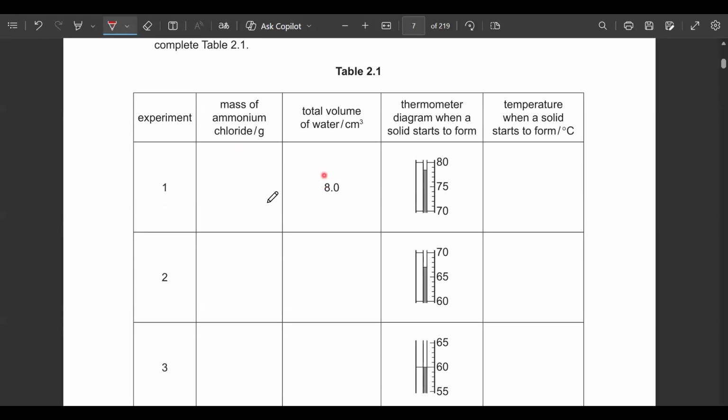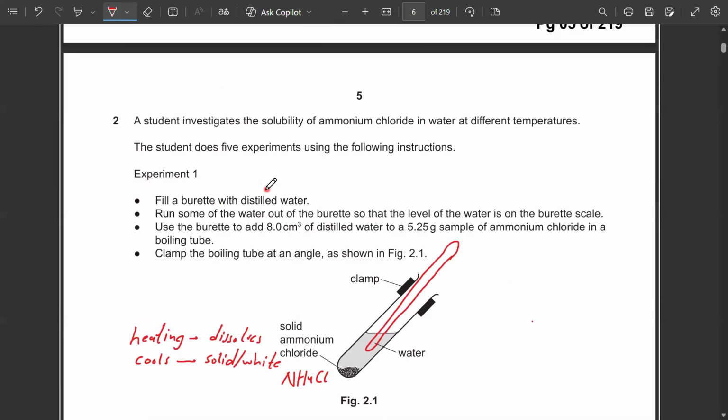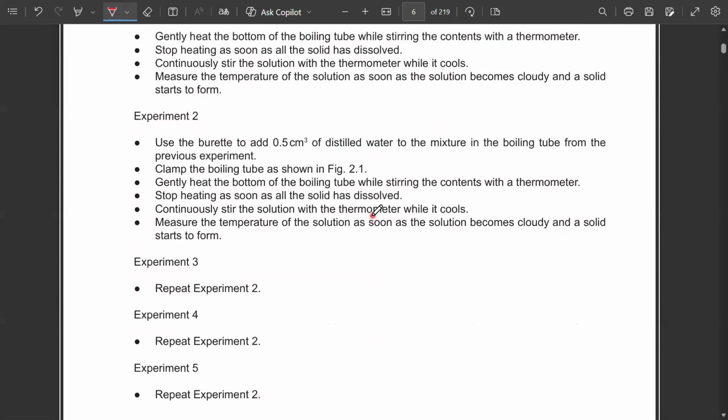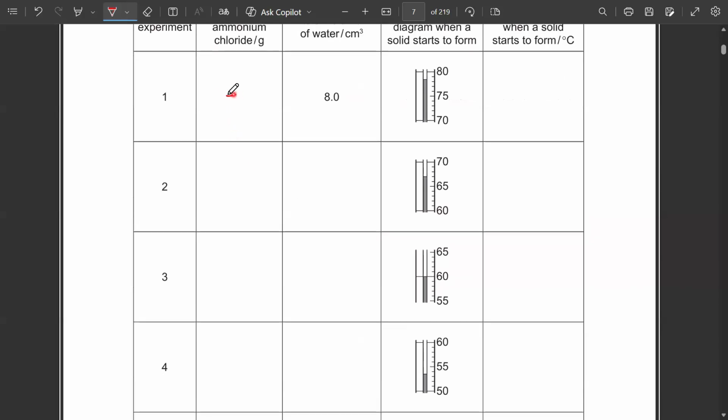So how much mass of the ammonium chloride was added? It was mentioned in the statement. So this is the mass, 5.25 gram. 5.25 gram of ammonium chloride was dissolved. So you will have this value in all of the boxes here. In the second column, 5.25 here, 5.25, and for all the boxes.